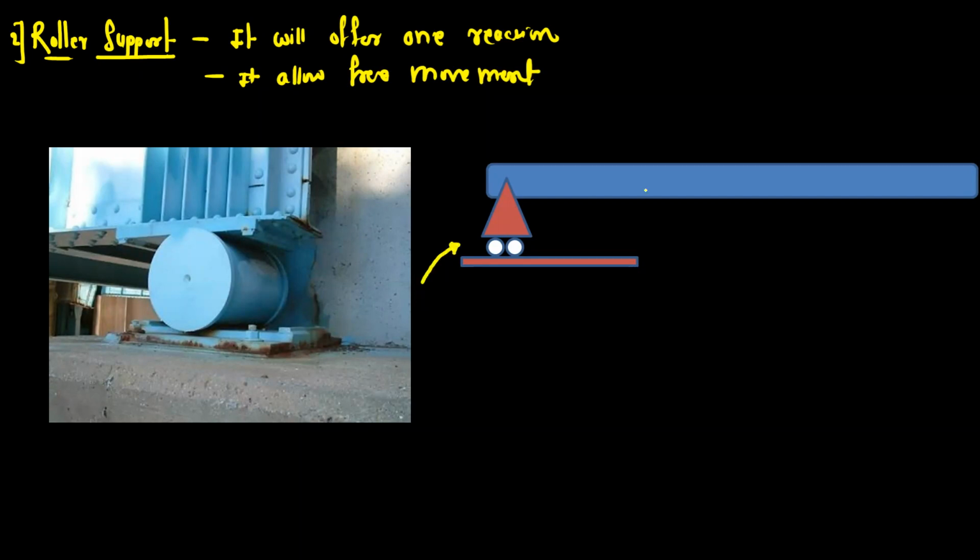So here we have the beam AB or rod AB, and it is given one roller support. So the roller support, if you draw the free body diagram, then the reaction offered by this roller support will be like this. So this reaction will be perpendicular to the surface on which the roller is resting.